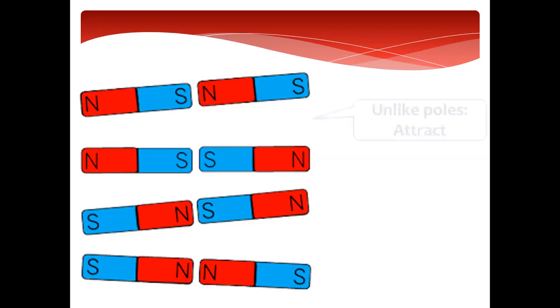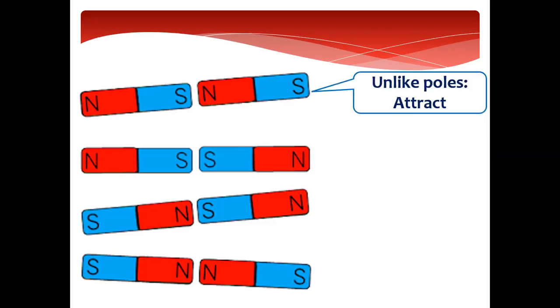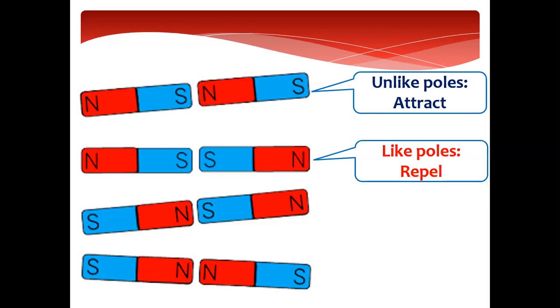They will attract because they are unlike poles. Unlike poles attract. Okay, comes to the second one. North, south, south, north. Are they different or are they alike? They are alike. So are they going to attract or will they repel? They will repel. Why? Because like poles repel.